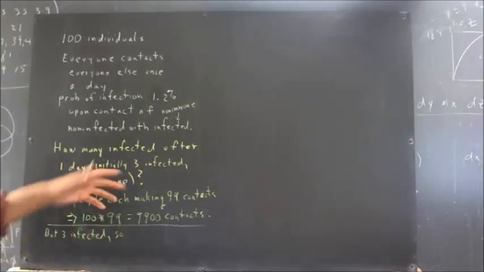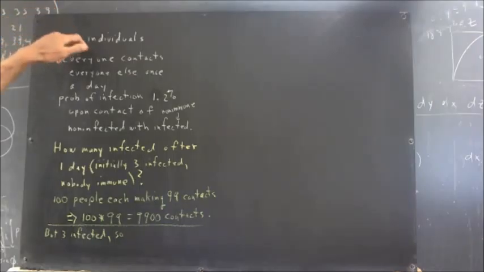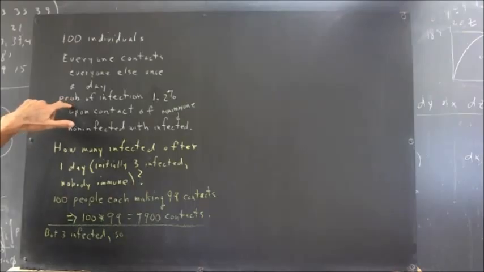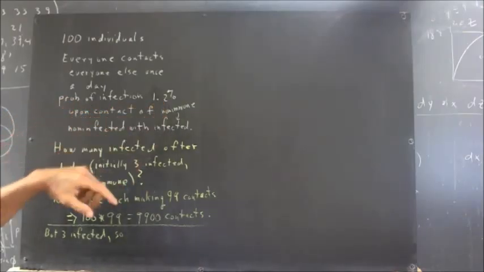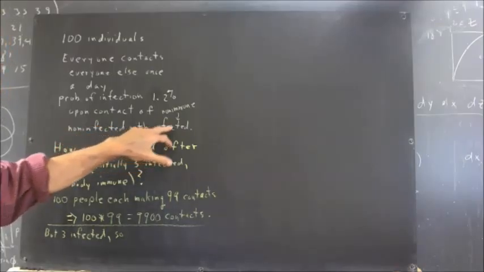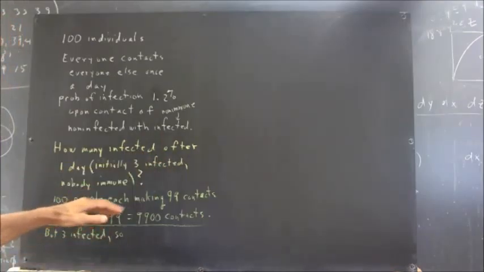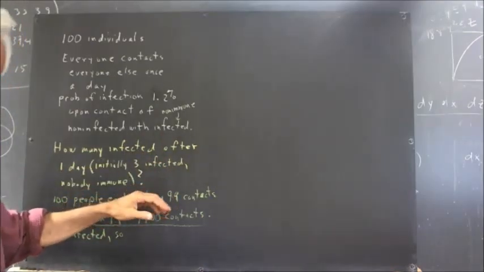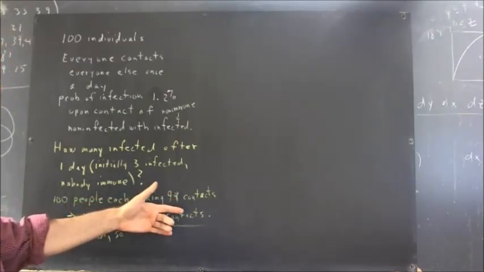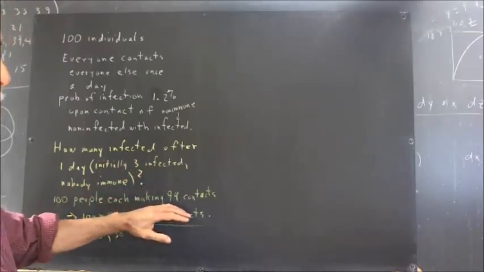Okay, we have a hypothetical situation in the 13th problem. We have 100 individuals. Everyone contacts everyone else once a day. The probability of infection is 1.2% upon contact of a non-infected with a non-immune infected individual. So the first question, how many individuals would you expect to be infected after 1 day, assuming that there are initially 3 infected and nobody is immune?